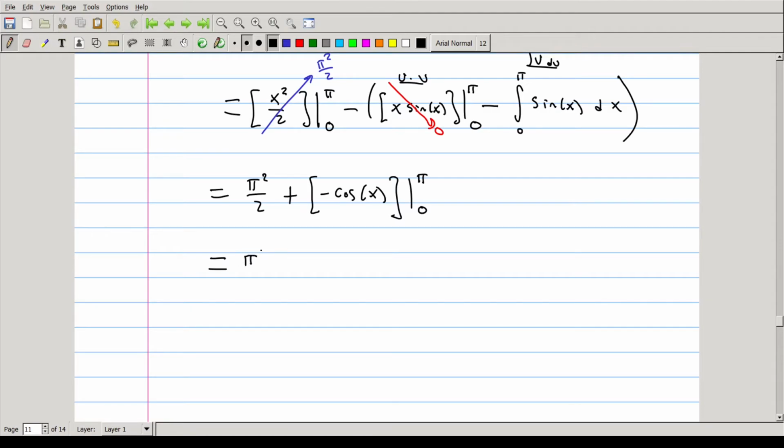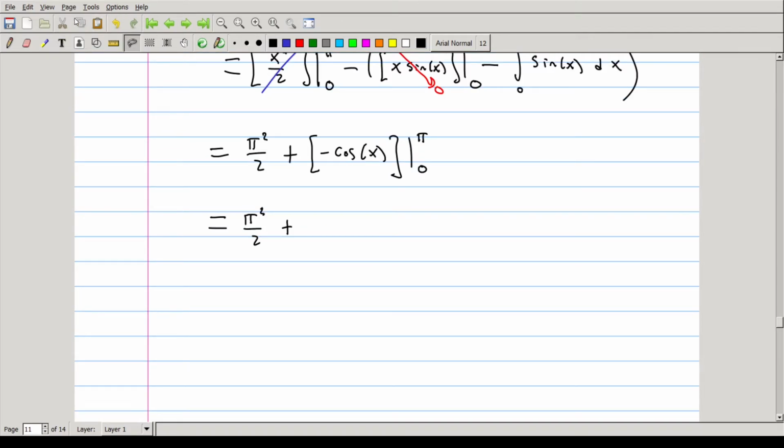Or pi squared over 2 plus 1 minus cosine of pi. And cosine of pi is negative 1. This is 1 minus negative 1, which is 1 plus 1, or 2. Final answer is 2 plus pi squared over 2.